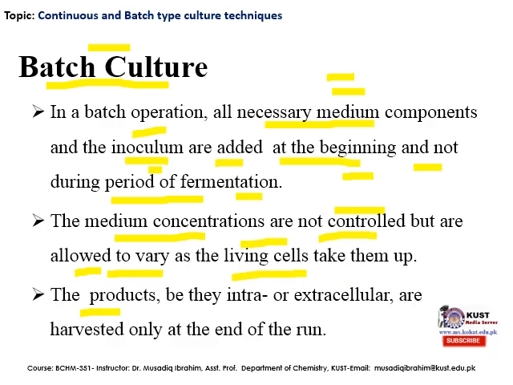Now the products, which are normally the primary metabolites or the secondary metabolites, whether they are intracellular or extracellular, are harvested only at the end of the run. So this is important to note that when the fermentation process has completed, then the high value products are being collected or harvested, and then they are being refined and purified.